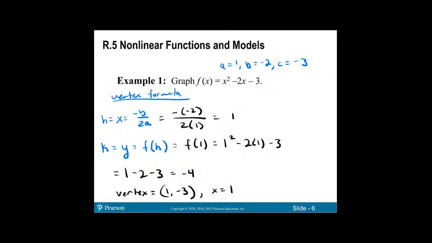Then I would make a table. You need about 3 points: the vertex, a point on the left, a point on the right, and then connect them with a smooth curve.